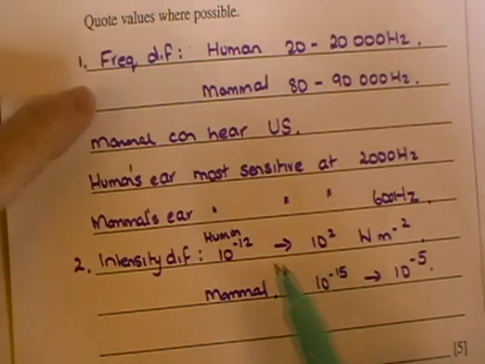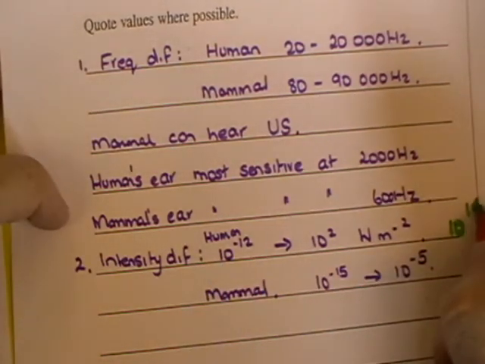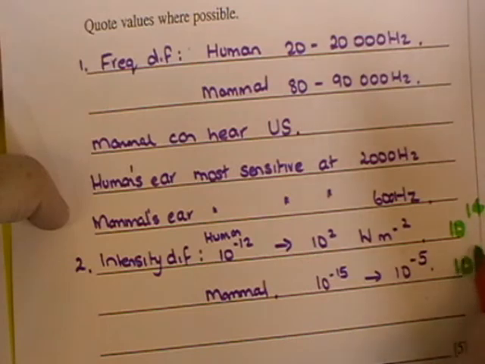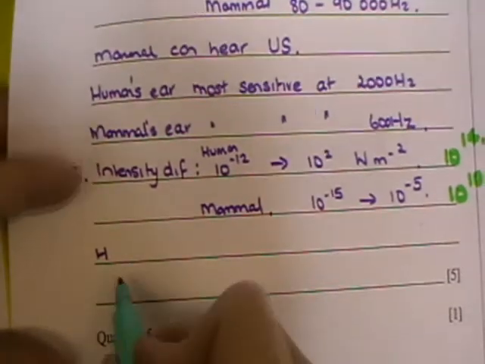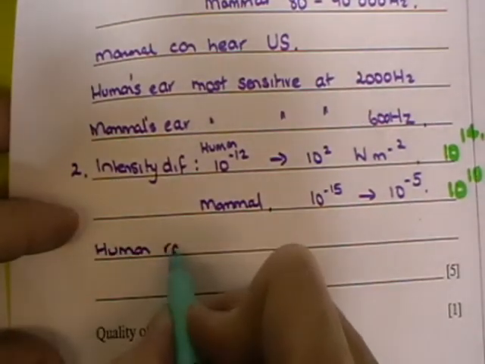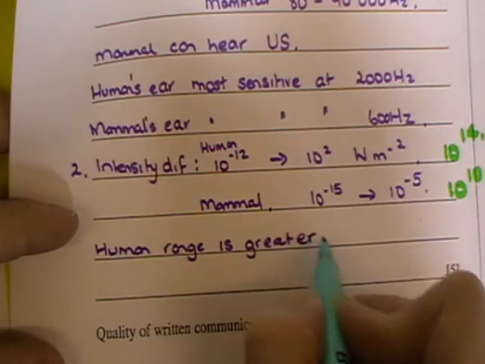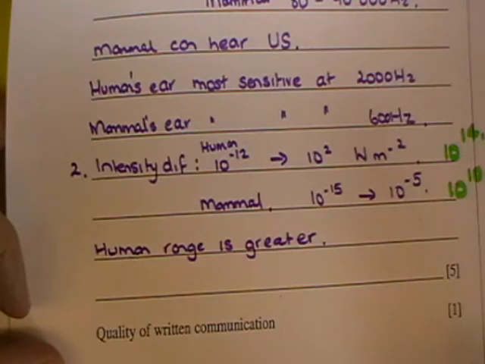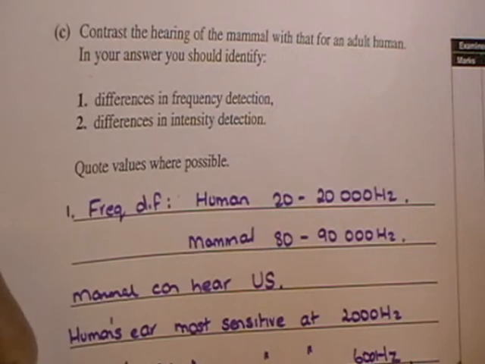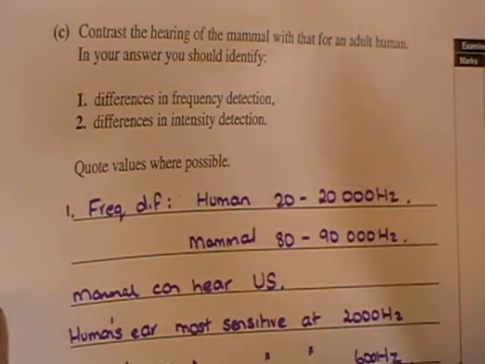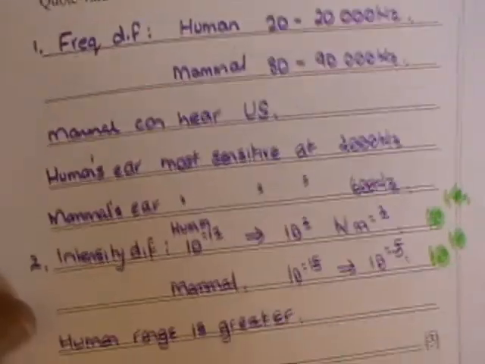So the human's range is greater. You've got a difference there of 10 to the 14, whereas here we've only got about 10 to the 10. So the human range is greater. And really you've included nearly everything there to get your 5 marks. That kind of question, although it looks horrible and it's worth 5 marks, is quite easy if you can quote values from the graph. And even on that graph, the way I did, you could have drawn the human and compared them that way.